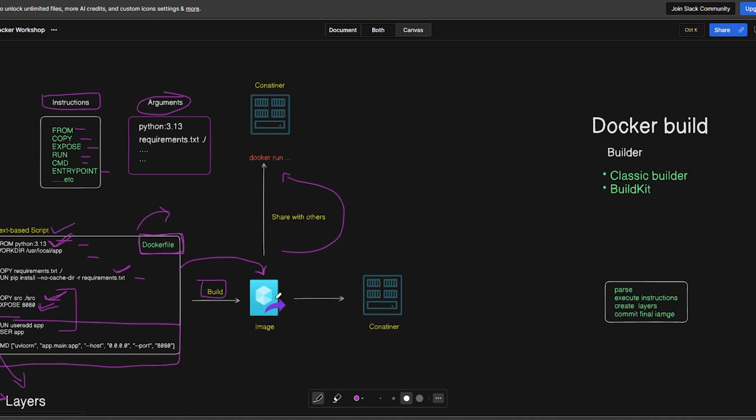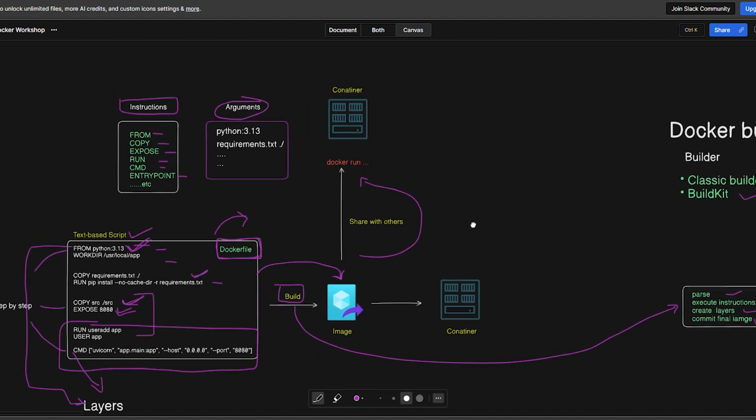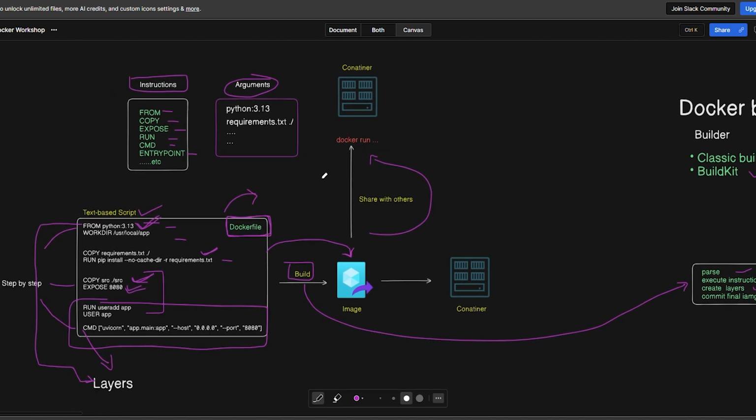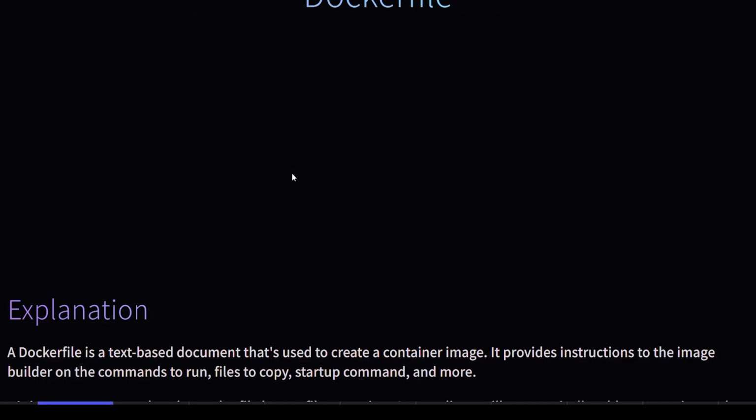When you run docker build, the builder works, and there are two kinds of builder: the classic builder, which we used earlier, and now the latest one, BuildKit. When you run the docker build command, Docker starts the builder, and the builder parses the Dockerfile. It will execute each instruction in order, create intermediate layers, and commit the final image. I hope you understood what a Dockerfile is and how it works. Let's go back to our PPT.